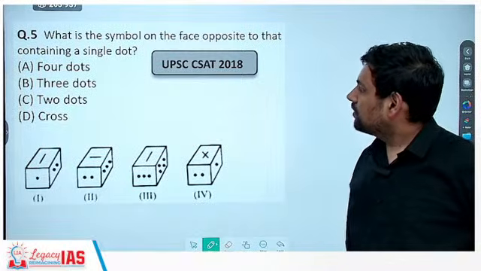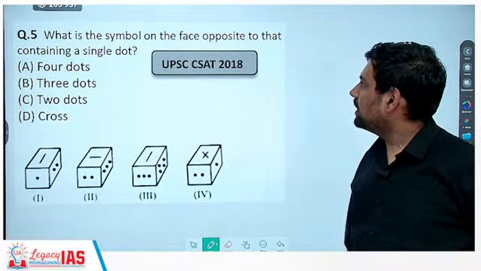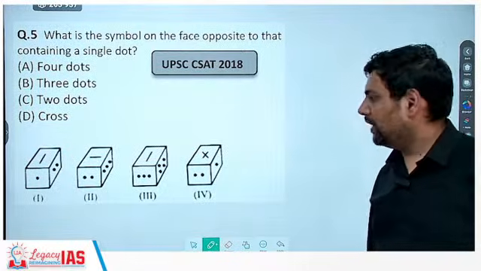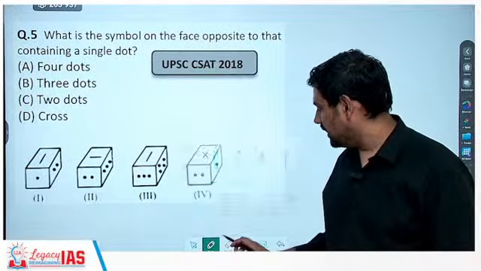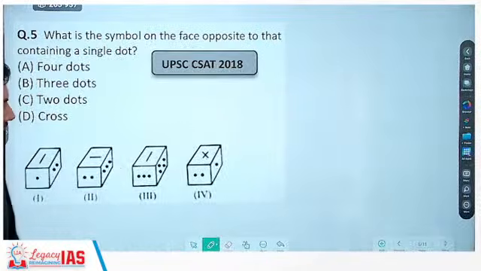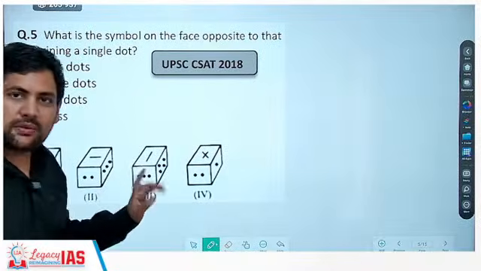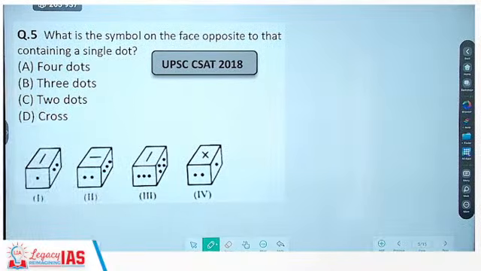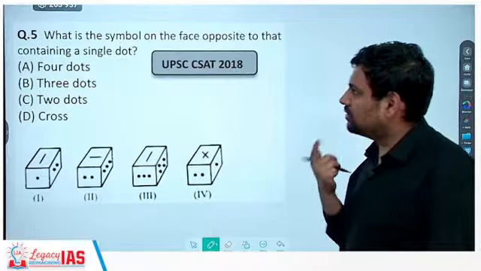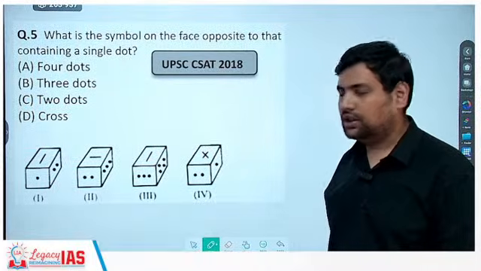Opposite to the face. On the face opposite to that containing a single dot. Now, what do you do? See here. Basically, again, what you need to find? You are trying to find the two diagrams which have only one thing in common. Okay, this is the same line. Horizontal, vertical does not matter. Just find out those two diagrams and you'll be done.